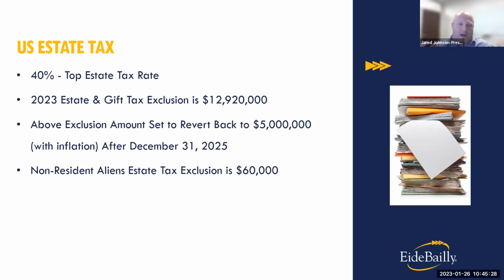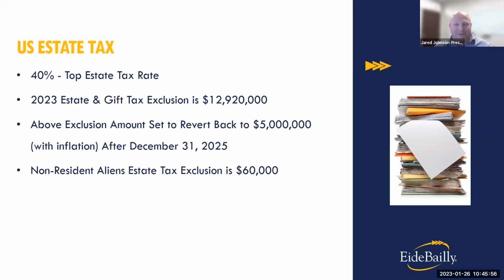And just to talk a little bit about the politics of estate tax in the US: you can see on this slide that this above exclusion is set to revert back to $5 million at the end of 2025. And that $5 million will adjust with inflation, etc. Why does it adjust? It comes back to politics.